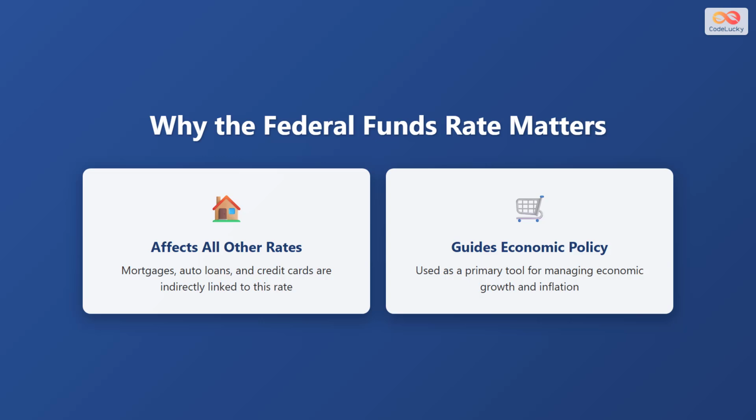The federal funds rate matters for two critical reasons. First, it affects all other interest rates in the economy. When the federal funds rate changes, it creates a ripple effect that influences mortgage rates, auto loans, credit card rates, and business lending rates. Second, it's the Federal Reserve's primary tool for guiding economic policy. By adjusting this rate, the Fed can either stimulate economic growth or cool down an overheating economy to control inflation.